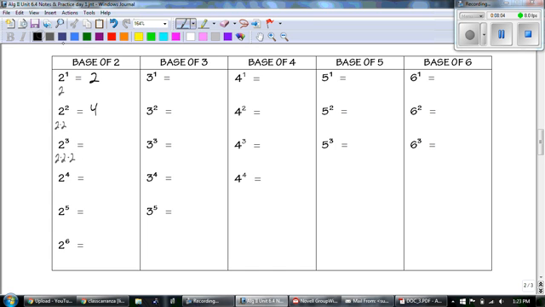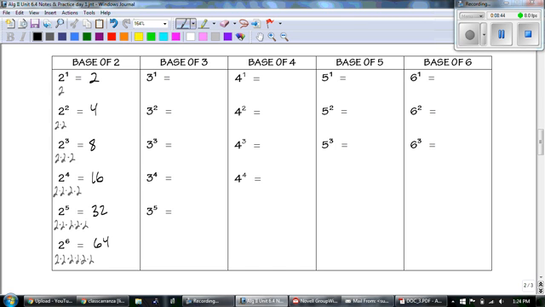So 2 times 2 is 4. 4 times 2 is 8. And it just keeps going. 2 times 2 times 2 times 2. Well, we already know 2 times 2 times 2 is 8, so 8 times 2 is 16. And then 2 times 2 times 2 times 2 times 2. 16 times 2 is 32. And then the last one, 32 times 2 is 64. Those weren't too bad, were they?